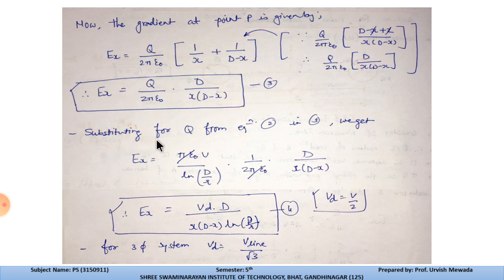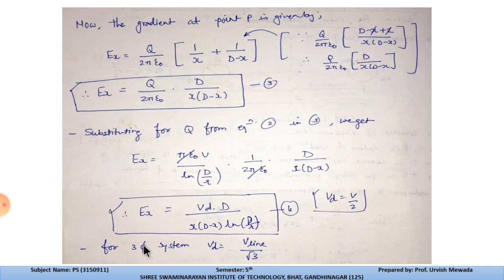Now substituting the value of Q from equation number 2 in equation number 3, we are just putting the value of Q over here. So Ex is equal to pi epsilon 0 V divided by ln d by r, into 1 upon 2 pi epsilon 0 times d by x into (d minus x). The common terms will cancel out, and you will get Ex is equal to Vd, the disruptive voltage, into d divided by x (d minus x) ln d by r. This is equation number 4, and Vd is equal to V by 2 always.